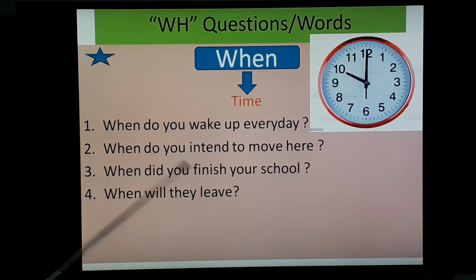When will they leave? Here also the same way. When is given. Then, will they leave? So will is the auxiliary verb. Then here they is given, that is the subject, and leave, that is the V1 form. So will they leave? This way you have to frame it, and then you have to put when, because you want to know about the time. So, when will they leave? Question mark.